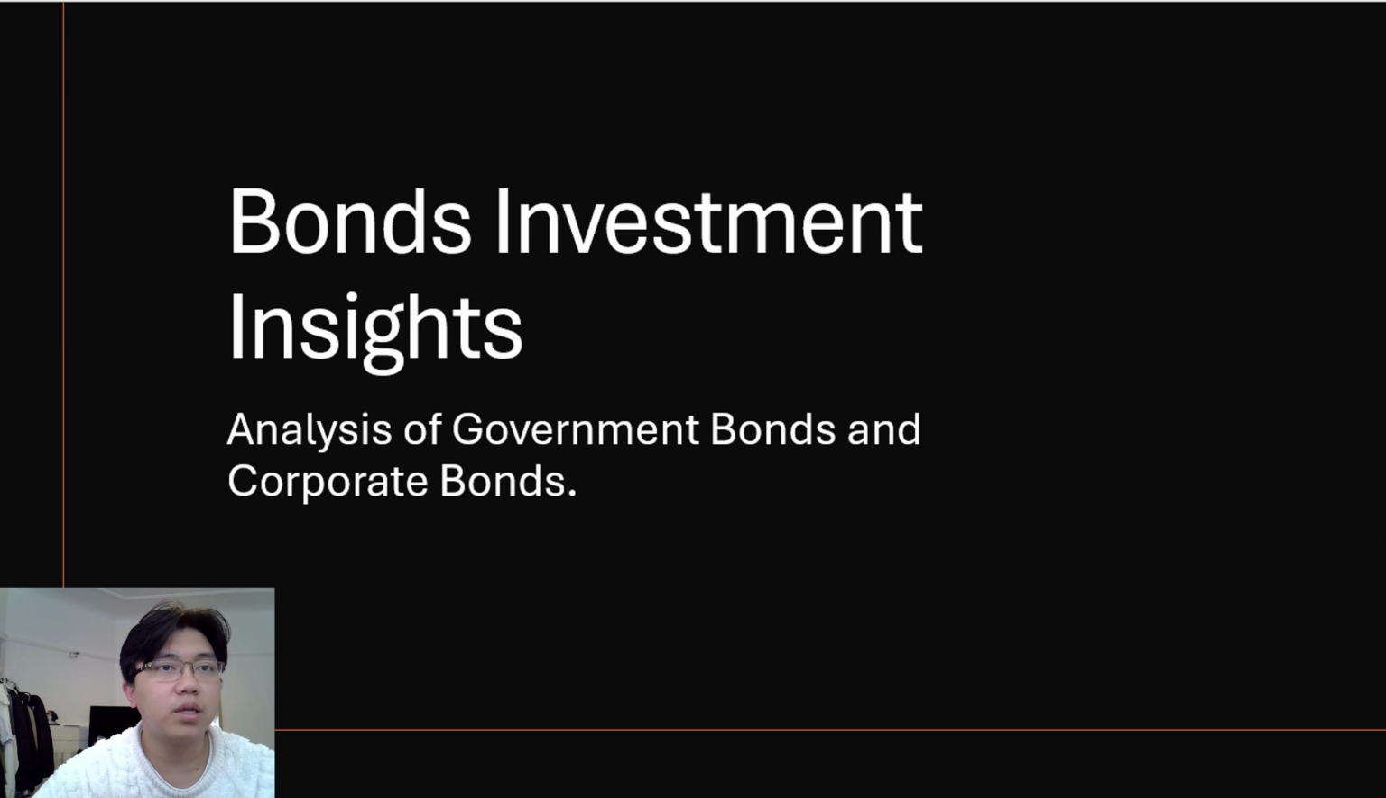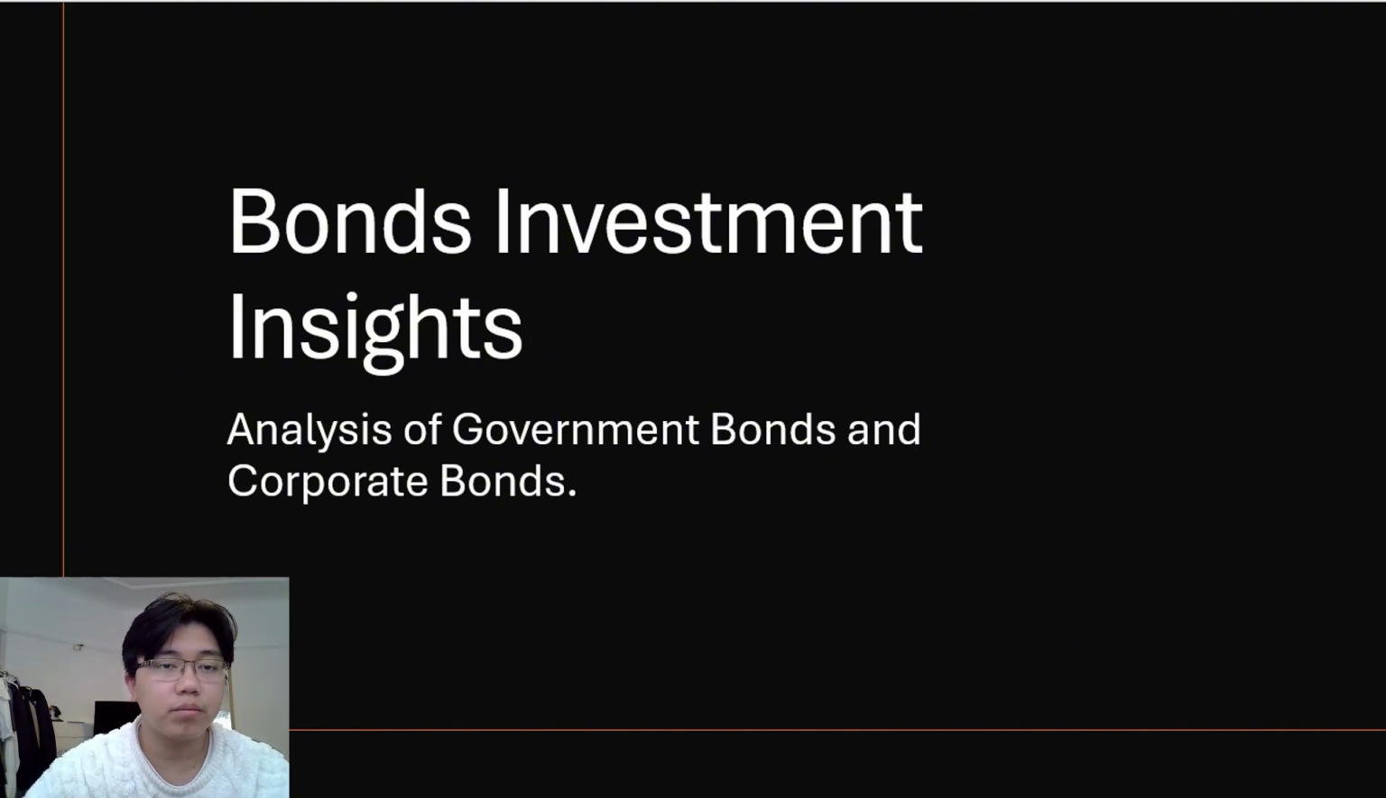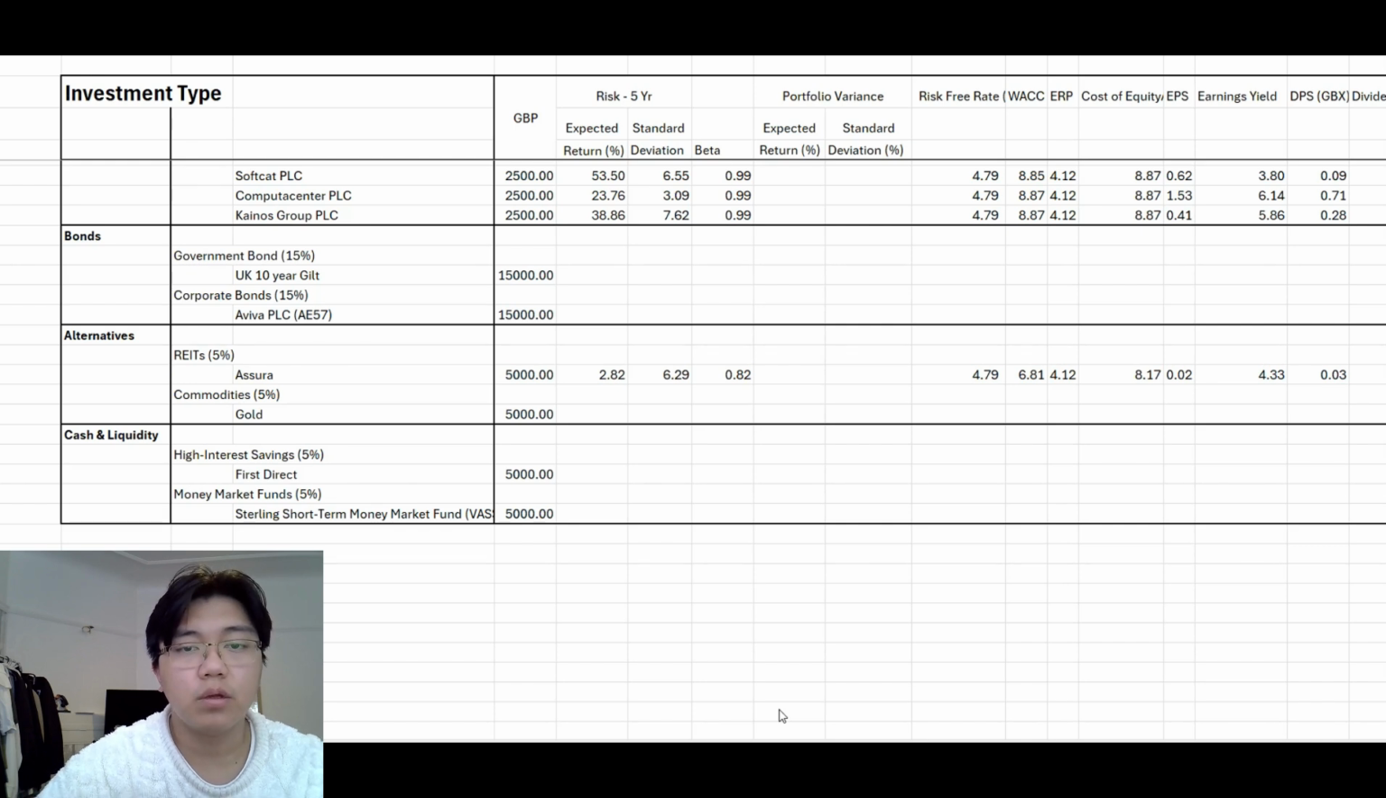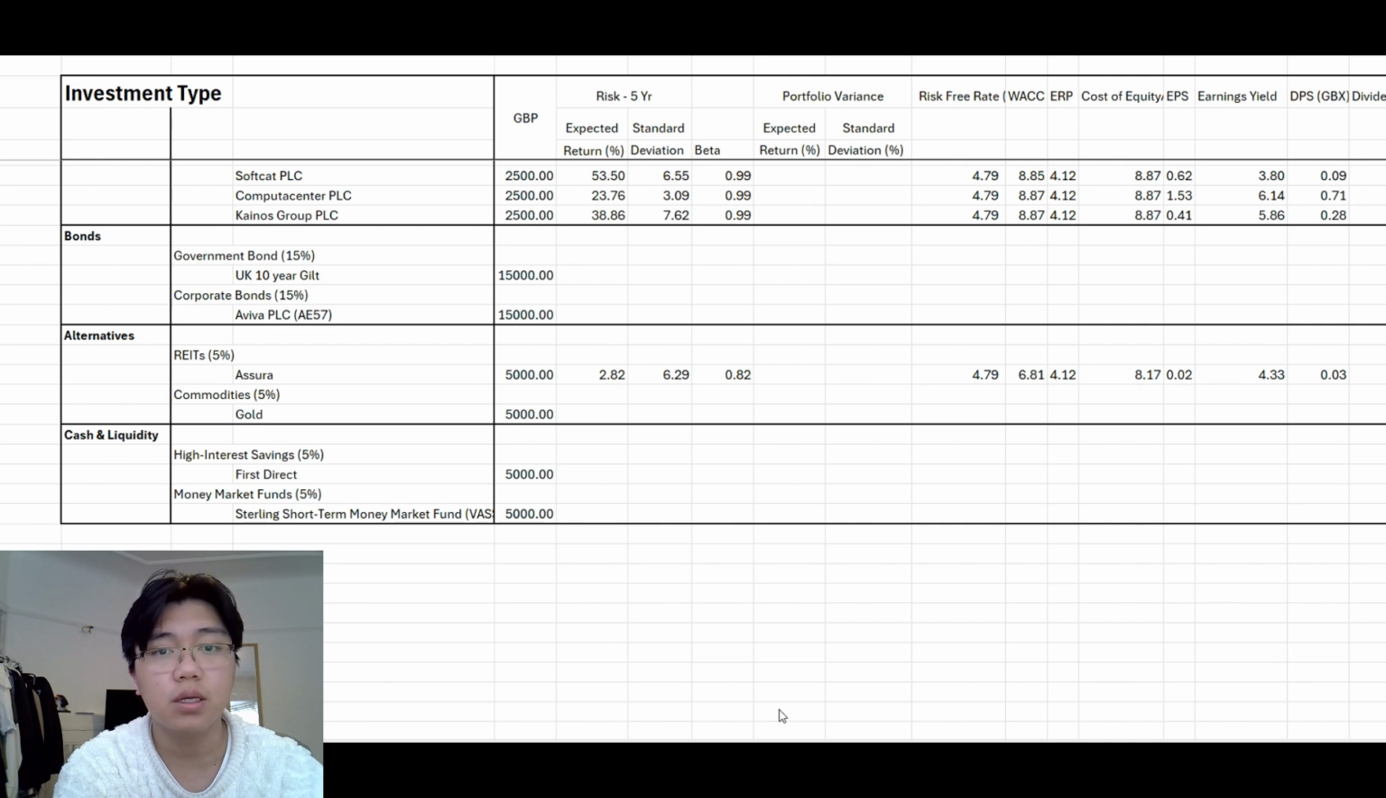Now let us move on to the bond investment insights, and let us analyze some of the government bonds and corporate bonds that are prepared for today. For the bonds, let us begin with the government bond, and we have here the UK 10-year gilt. This government bond is a low-risk investment, providing a fixed income with a coupon rate of 4.25%. It is particularly appealing for risk-averse investors due to its government backing and fixed income until 2036. As we can see here, I've allocated 15%, which is equivalent to £15,000, for the government bond.